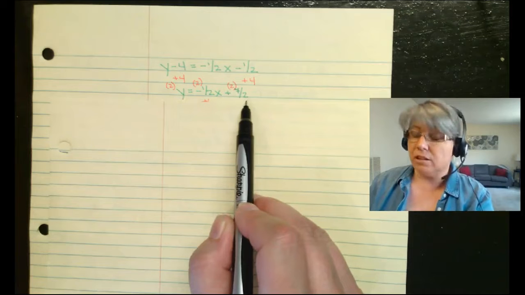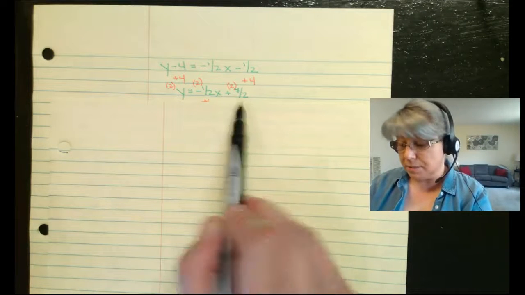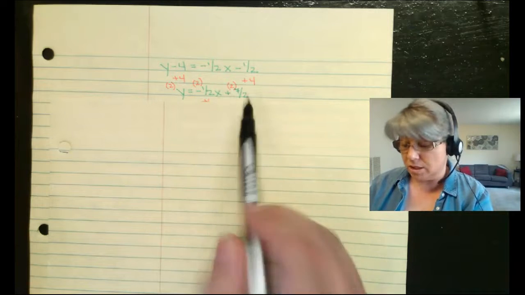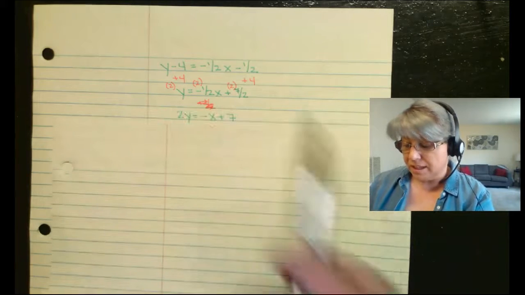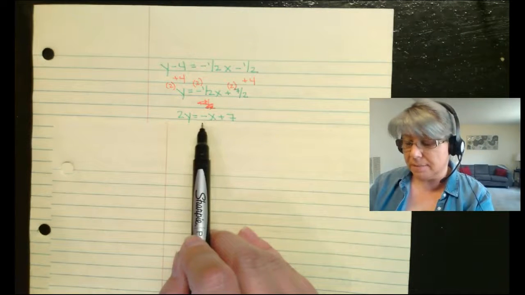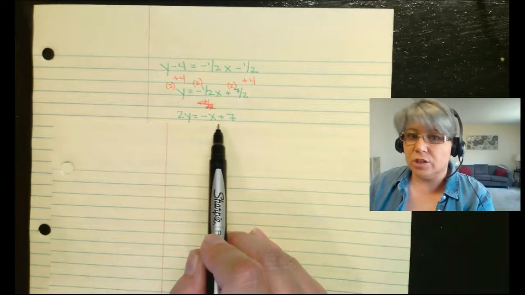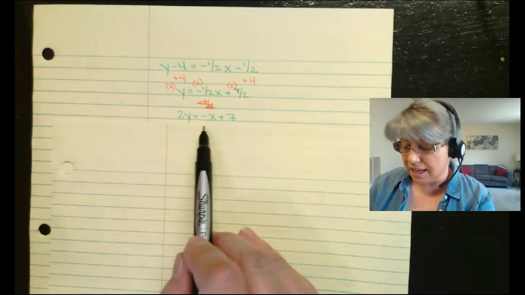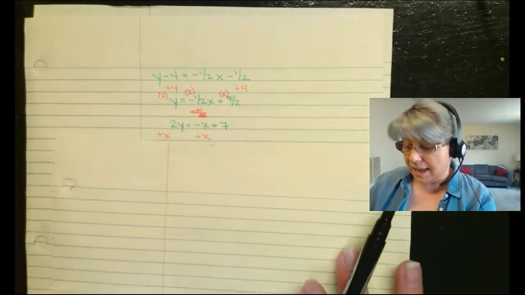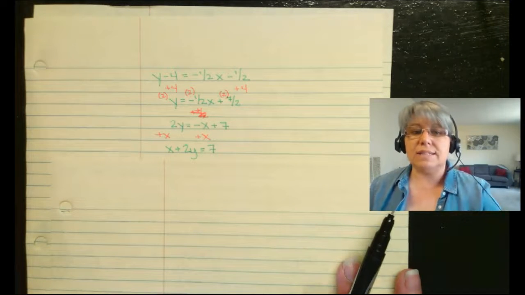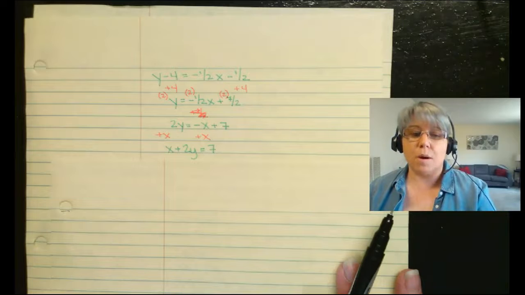But remember, standard form does not have fractions, so let's eliminate fractions by multiplying each term by the denominator. So let's multiply everybody by 2. That gives me 2y equals negative x plus 7. The last thing I need to do to get it in standard form is to move the x to the left-hand side, add x to both sides. x plus 2y equals 7 is in standard form.